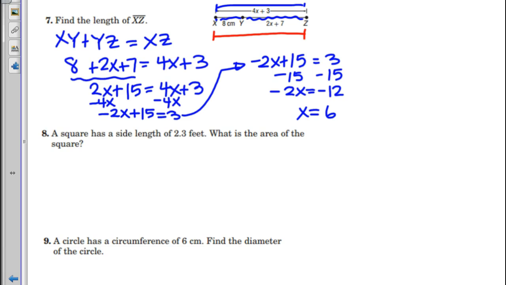All right, that is not what they asked for, so I'm not finished. They asked for the length of XZ. I know that XZ is the expression 4x plus 3.